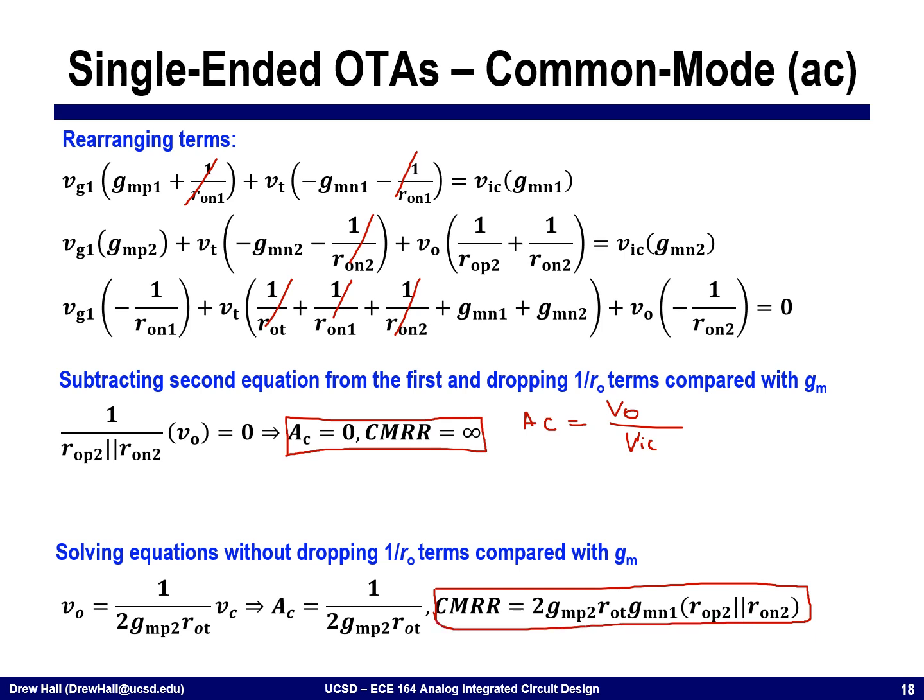More often than not, the mismatch is really going to dictate the common mode rejection ratio, as well as this tail transistor. So this is why whenever we want good common mode rejection, we always try to increase the tail node output impedance as much as possible. Okay, because GMP2 affects the differential path as well. ROT only affects the common mode path.